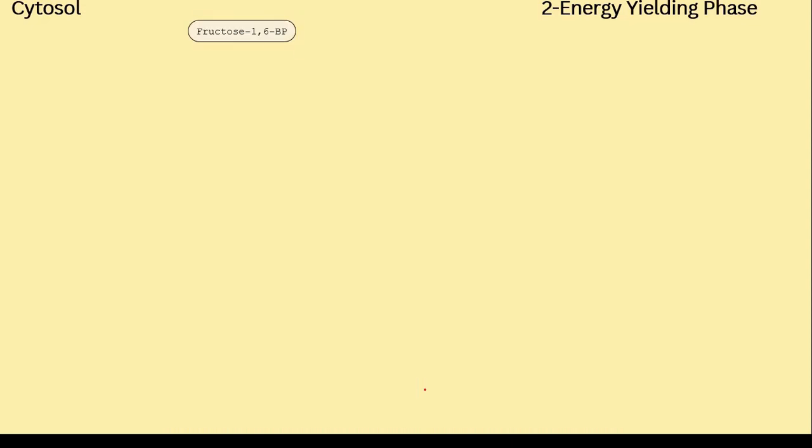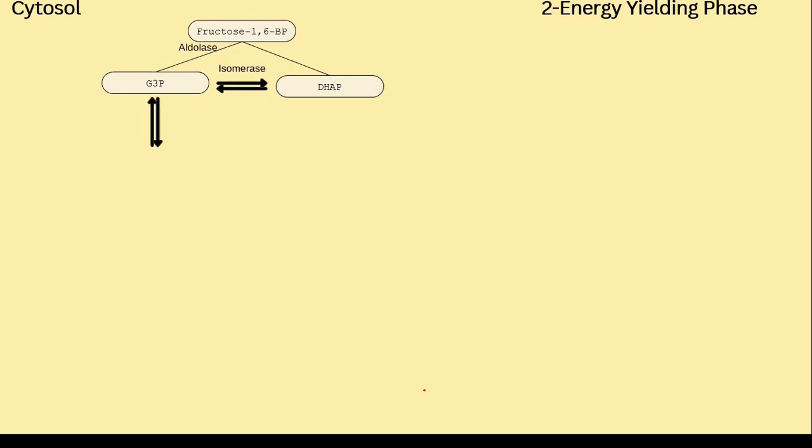Fructose 1,6-bisphosphate is converted into G3P and DAP. G3P is a 3-carbon compound, and both G3P and DAP are interconvertible. The difference between these two is that there is an aldehyde group in G3P and a ketonic group in DAP, that is dihydroxyacetone phosphate. G3P is converted into 1,3-bisphosphoglycerate.